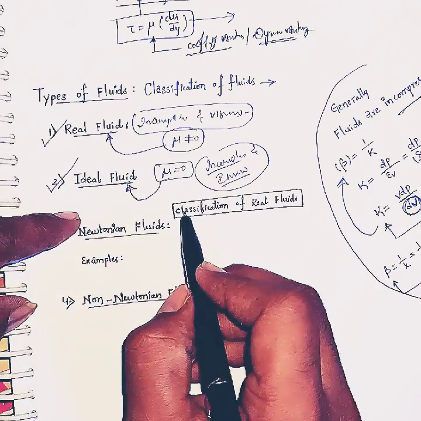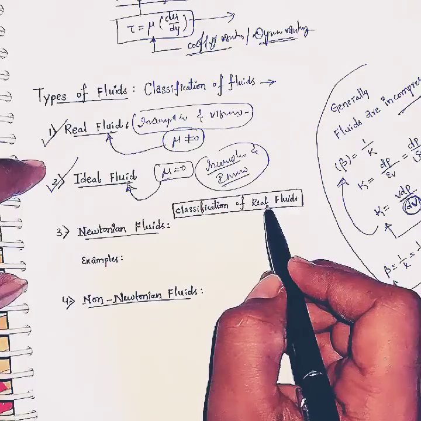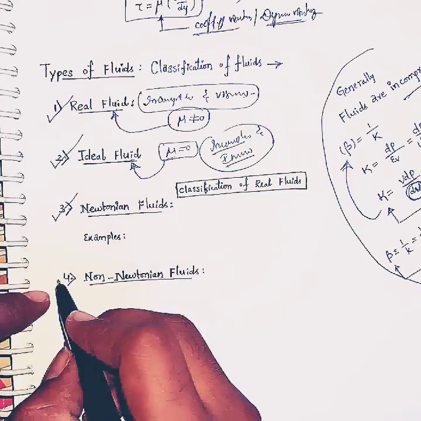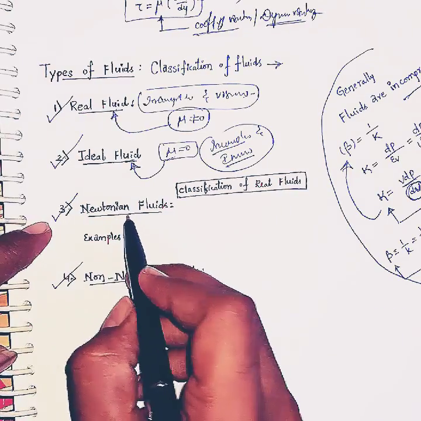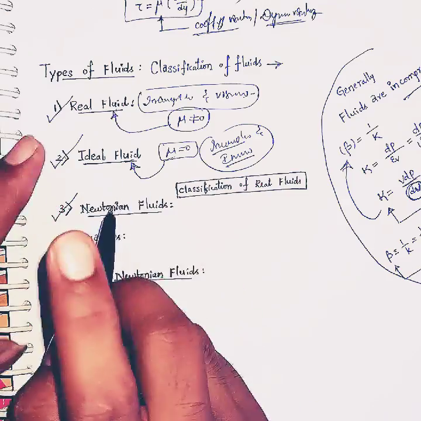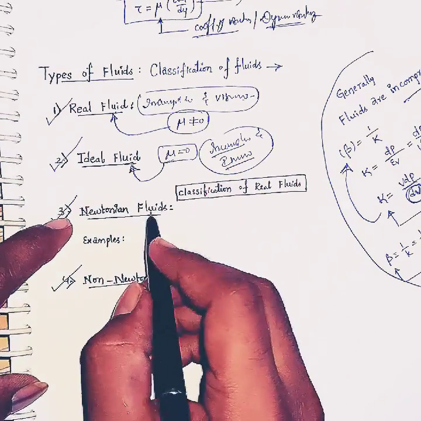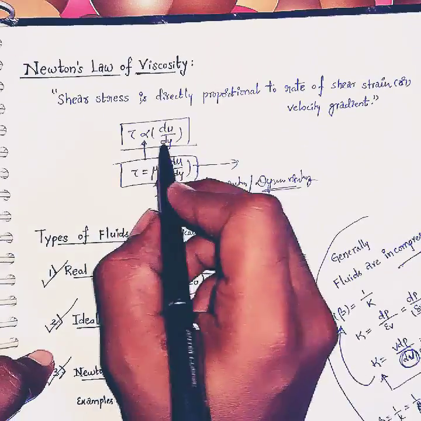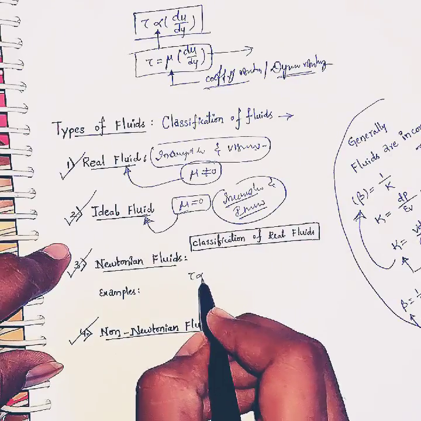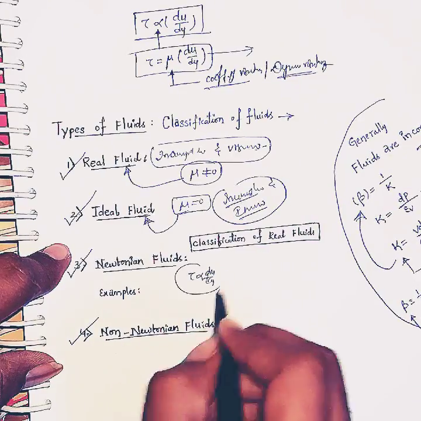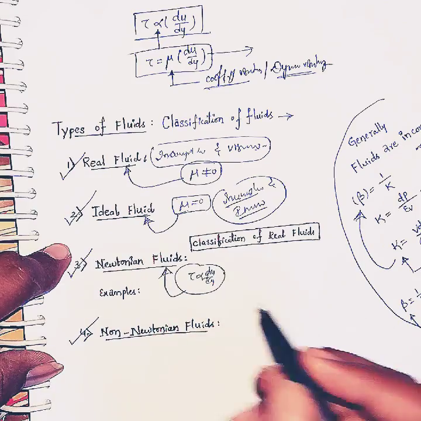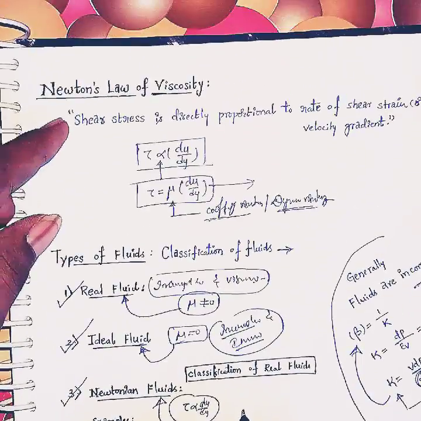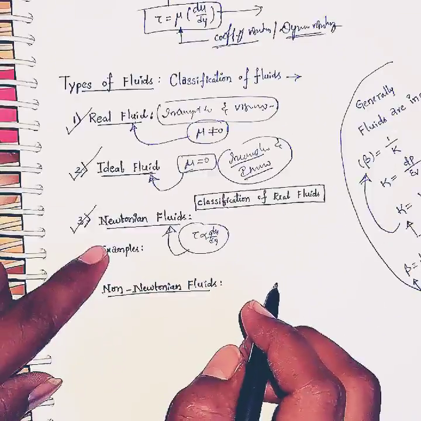And if we see the classification of real fluids, these real fluids are again classified into two categories. The first one is Newtonian fluids, the second one is non-Newtonian fluids. These Newtonian and non-Newtonian fluids are real fluids only, these are not ideal fluids. What is the meaning of Newtonian fluids? Any fluid which obeys Newton's law of viscosity, that is tau is directly proportional to du by dy, is called a Newtonian fluid. Listen carefully. Any fluid which obeys Newton's law of viscosity is called a Newtonian fluid.